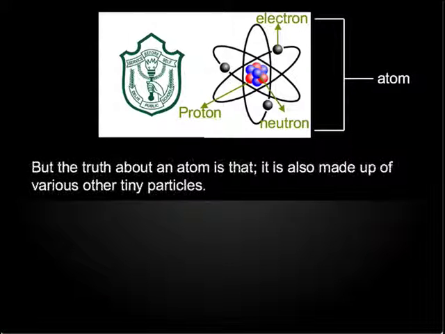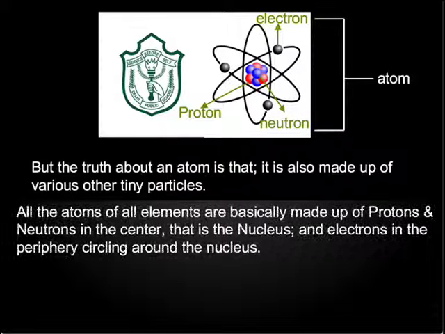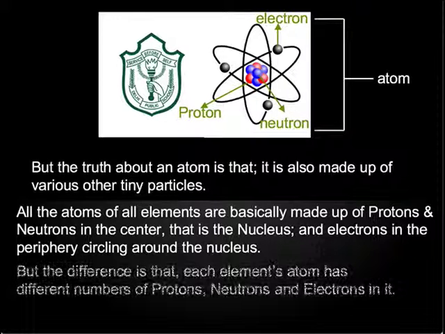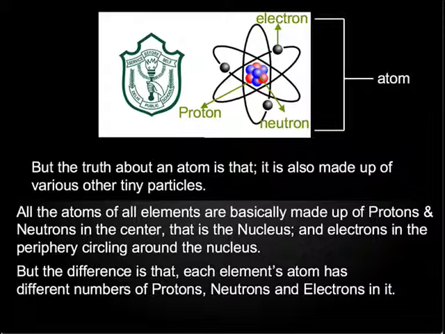But the truth about an atom is that it is also made up of various other tiny particles. All the atoms of all elements are basically made up of protons and neutrons in the center, that is the nucleus, and electrons in the periphery circling around the nucleus. But the difference is that each element's atom has different number of protons, neutrons, and electrons in it.